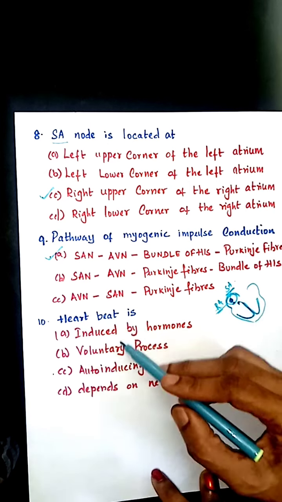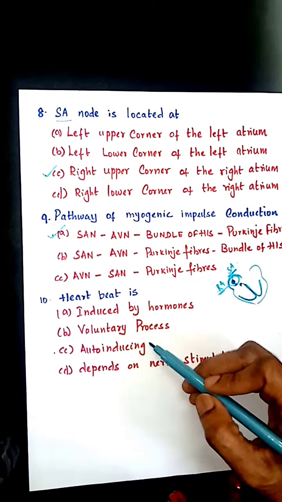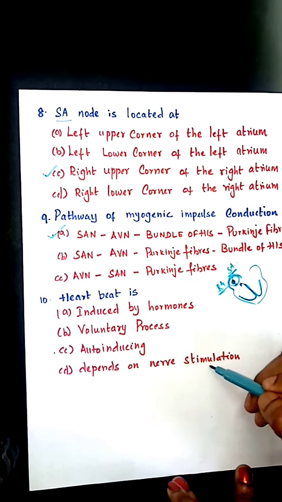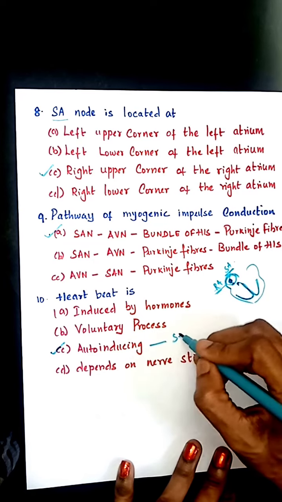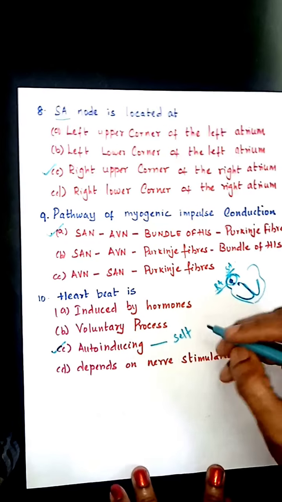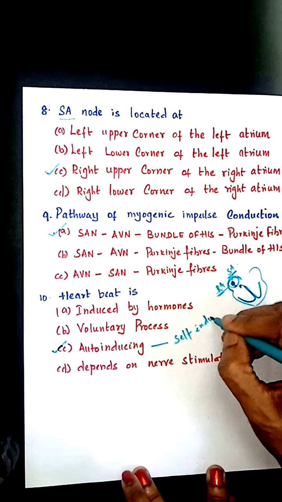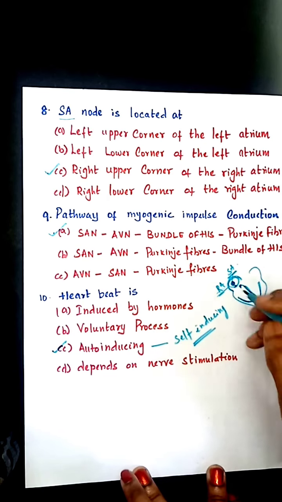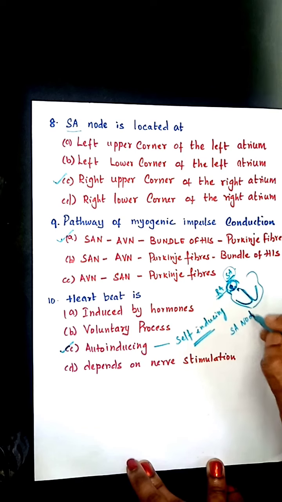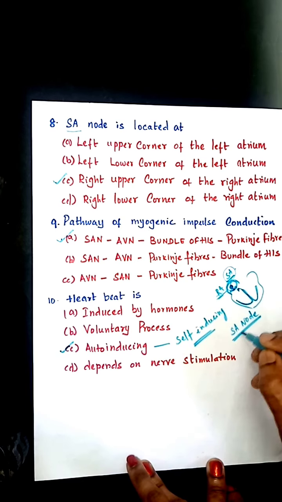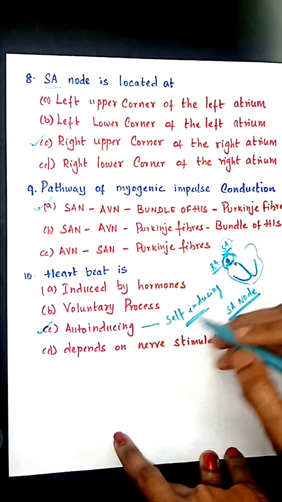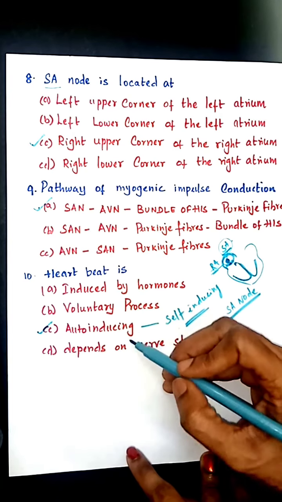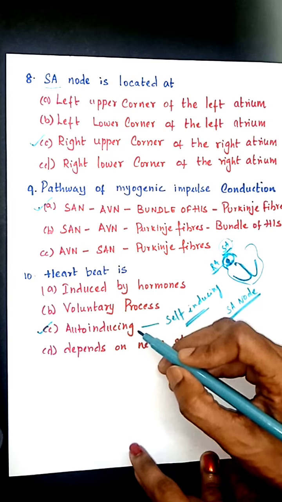Heartbeat is induced by hormones, is a voluntary process, is auto-inducing, or depends on nerve stimulation. Heartbeat is auto-inducing. Auto-inducing means autonomous or self-inducing. That is, there is no external stimuli for generation of this action potential. The sinoatrial node generates impulse or action potential on its own without any external stimuli. So it is self-inducing or auto-inducing. Heartbeat is auto-inducing or autonomous. This is the correct choice.